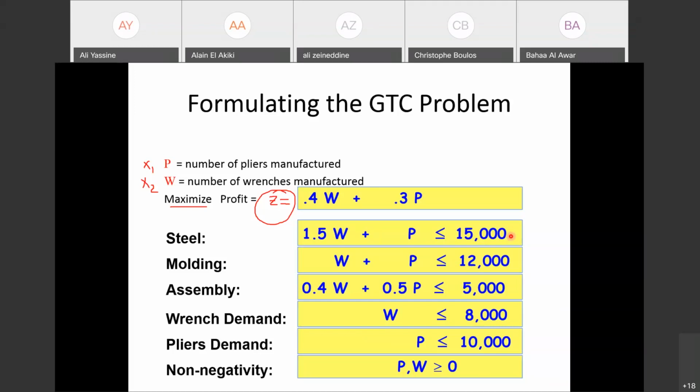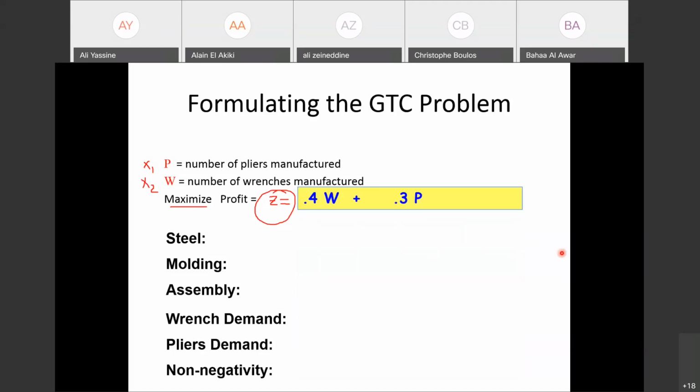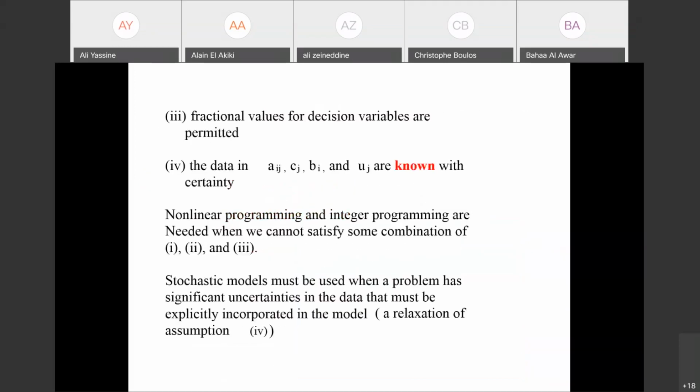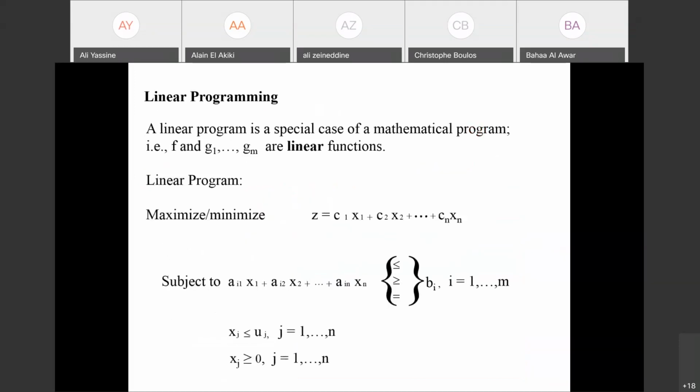Let me go back to this. Yes, we will. Assume that I understand what you're saying. Okay. Let me go back to this slide here. Do you see this slide? Yes. Okay.